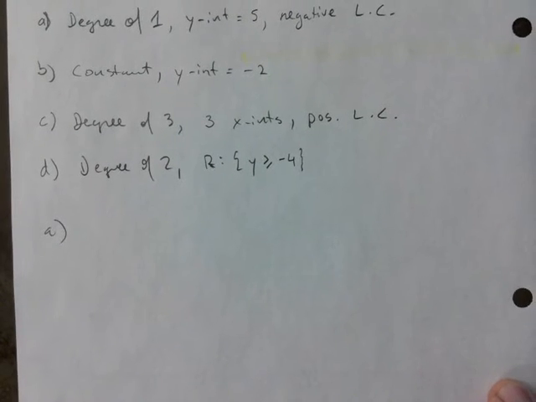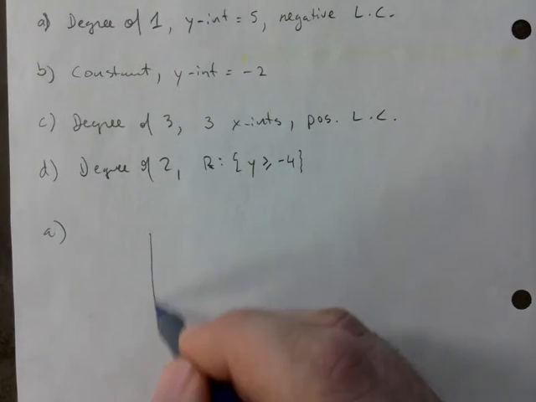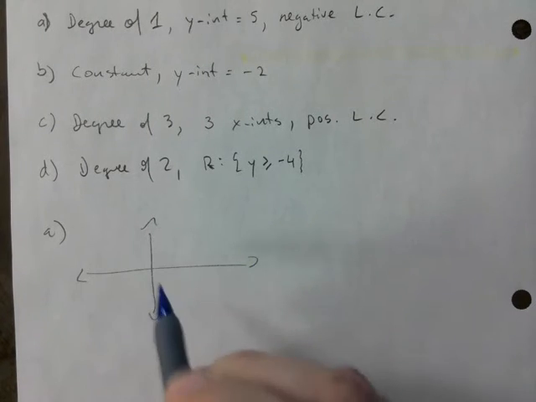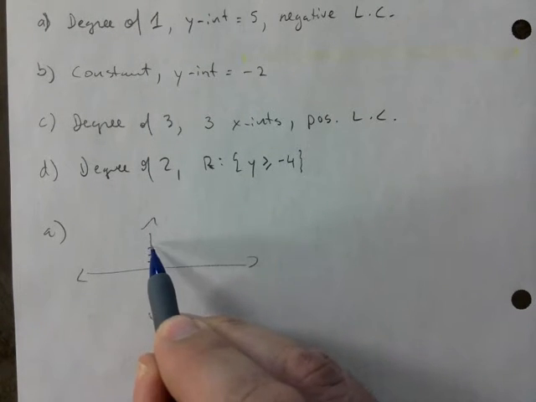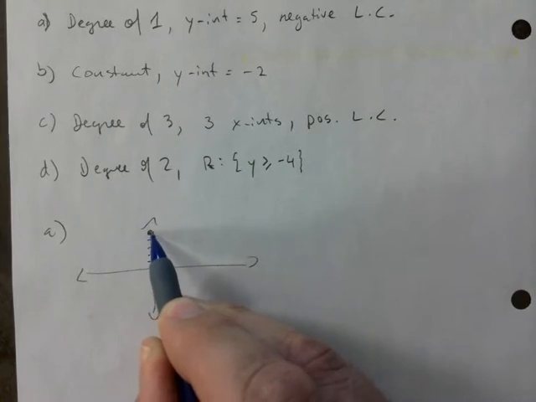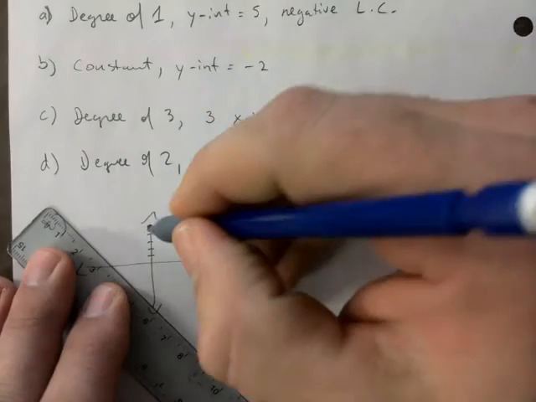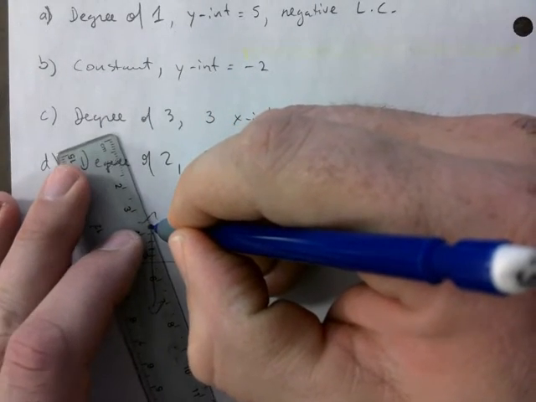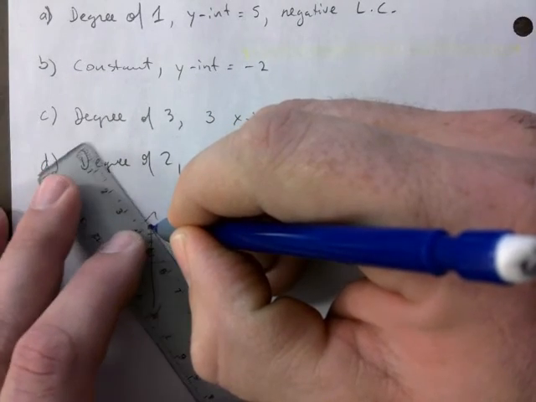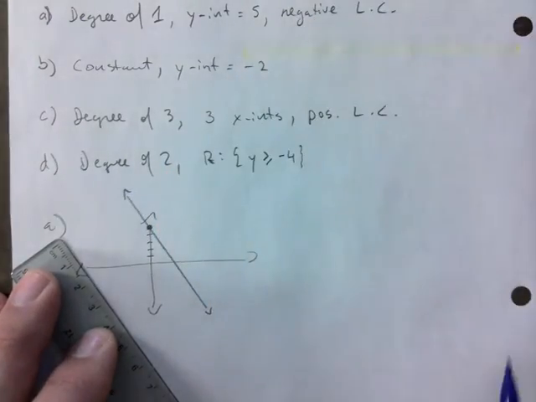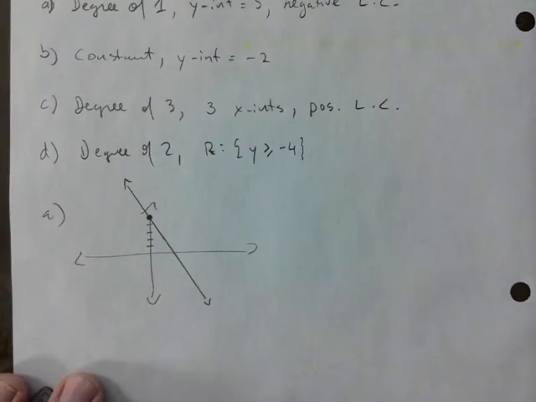Degree of 1, y-intercept of 5, negative leading coefficient. So we go 1, 2, 3, 4, 5 there. I'm going to make it go through there. And this is a linear and has a negative leading coefficient. So you can make it super steep. You can make it flatter. It's up to you. That is the equation right there for A.